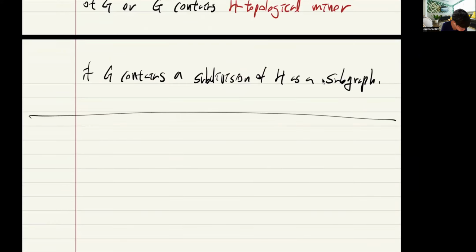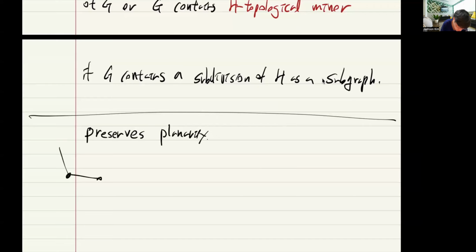Again, note that these relations are motivated by plane embedding, as subdivision preserves planarity. If you have a graph and then you subdivide an edge, and if the original graph is planar, then the new graph is planar. And also the minor relation preserves planarity. So deleting edges or vertices, if the original graph is planar, then the new graph is planar.